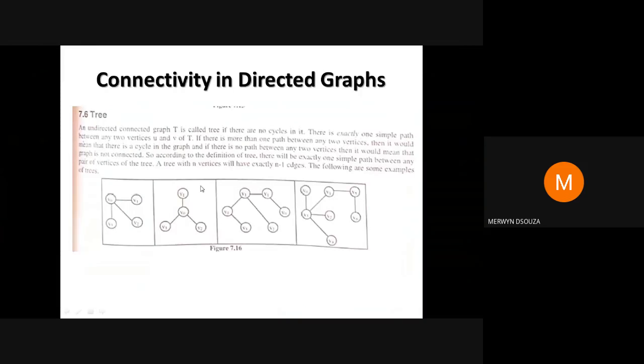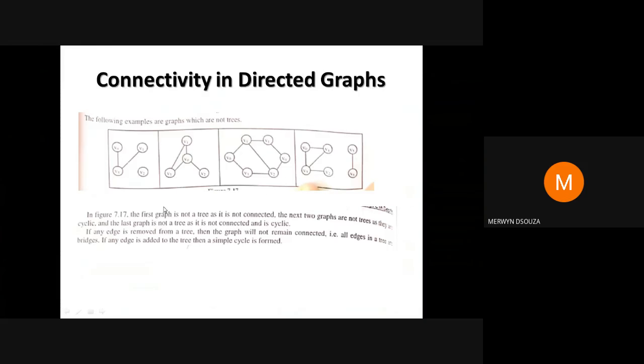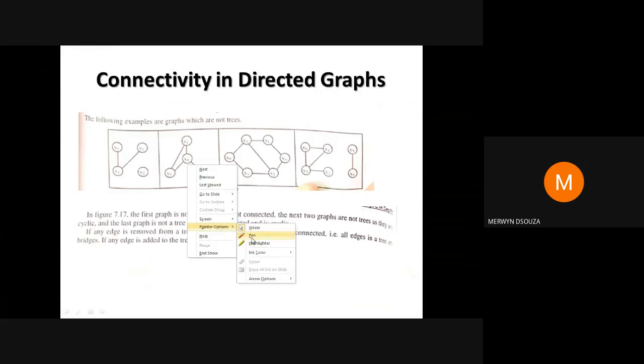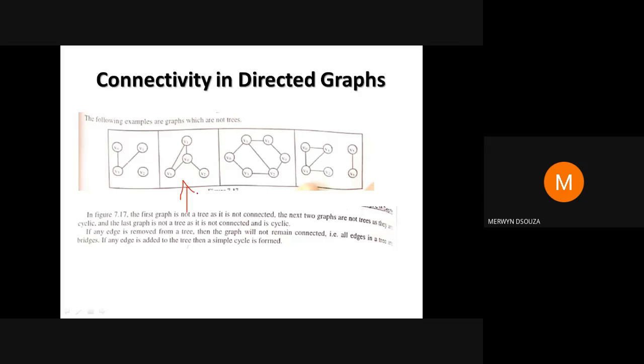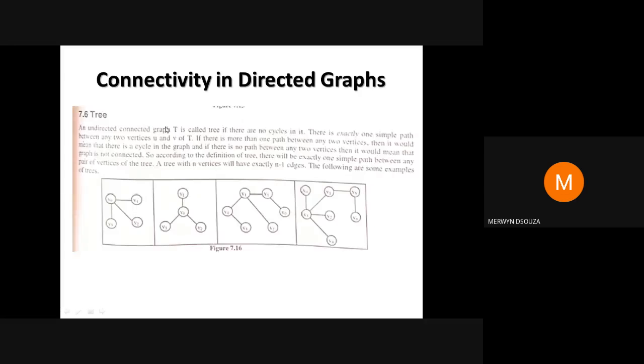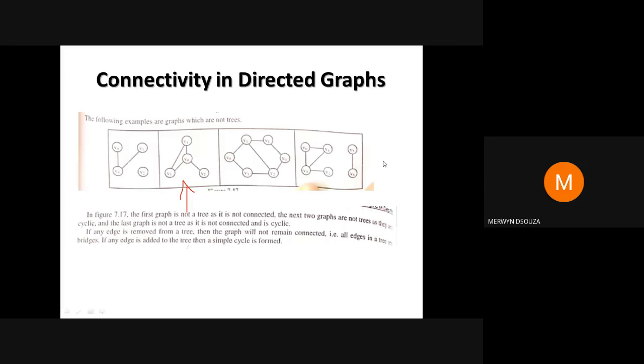Similarly, the second one, why is it not a tree? See, I can show you the reasons. These are the valid reasons. If these are not present, then that's not a tree. So you can just look at these reasons, and now look at that diagram. Which of the reasons is not satisfied?